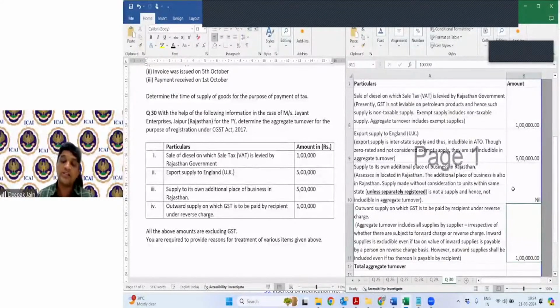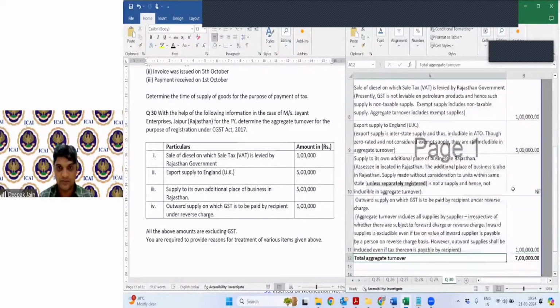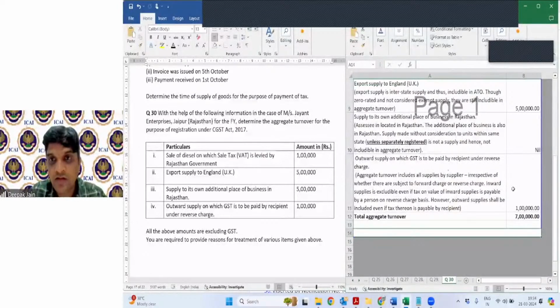On this, will I pay GST? I will not pay GST. But this is to be included for the purpose of aggregate turnover. So my total aggregate turnover is 7 lakh rupees. 5 plus 1 plus 1. A lot of people are saying 11 in this. So the actual answer is 7. So my aggregate turnover is 7 lakh rupees.